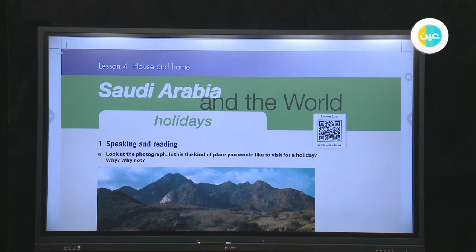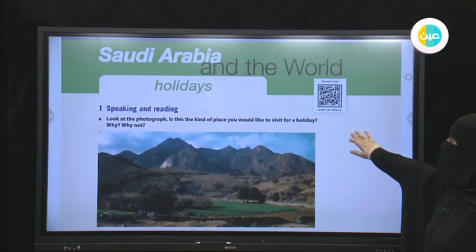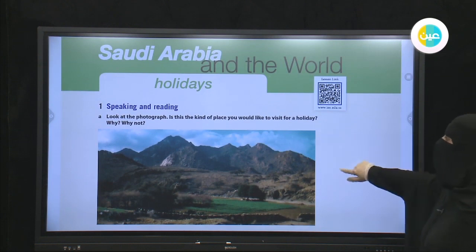Our objectives today will be: develop the unit topic house and home, review likes and dislikes, a brief review of there is and there are, and develop reading and listening skills. These are our objectives today. This is the title of our unit, holidays, of our lesson, holidays.